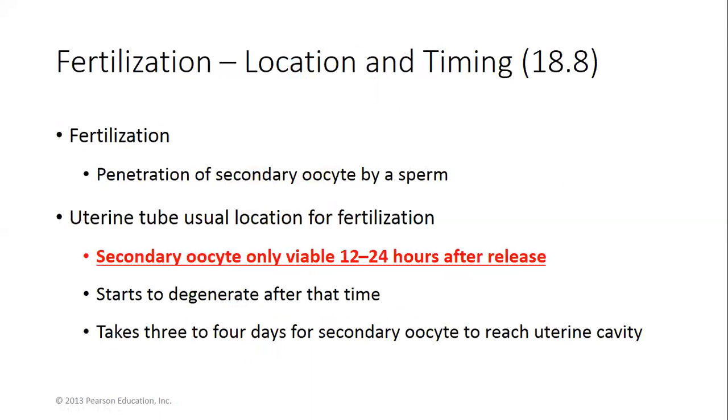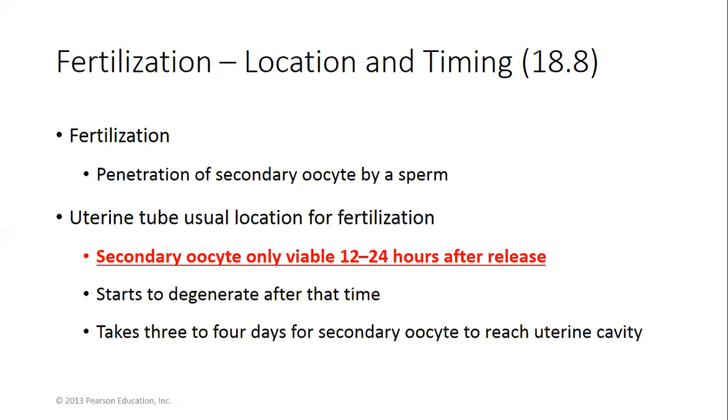So if fertilization occurs, basically the secondary oocyte is penetrated by a sperm. Remember, in the head of the sperm, there's a structure called the acrosome. And the acrosome secretes enzymes that are able to break down the layers of cells and tissue surrounding the oocyte, like the corona radiata and the zona pellucida. Those two structures need to be broken through, and the acrosome is what helps the sperm do that.